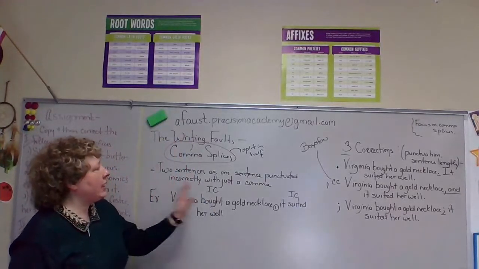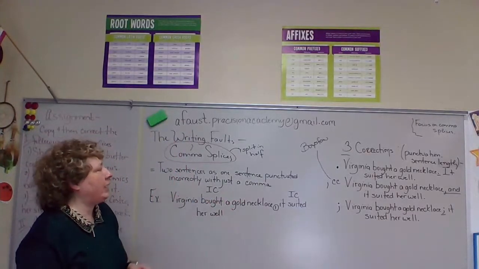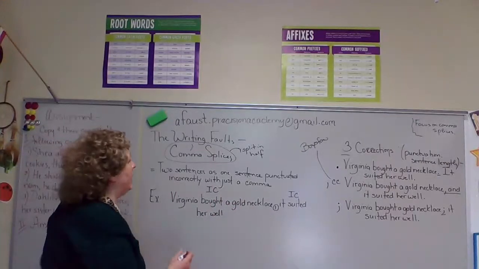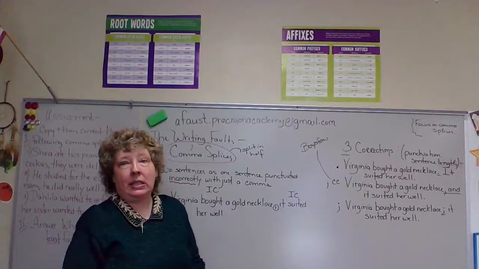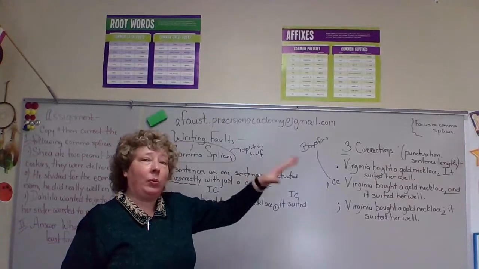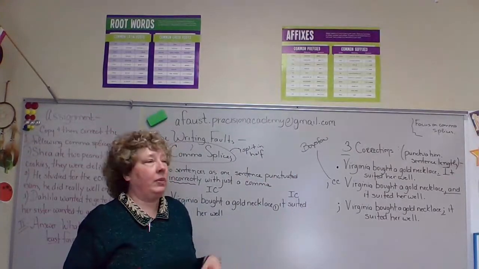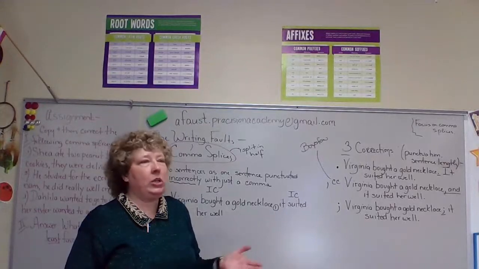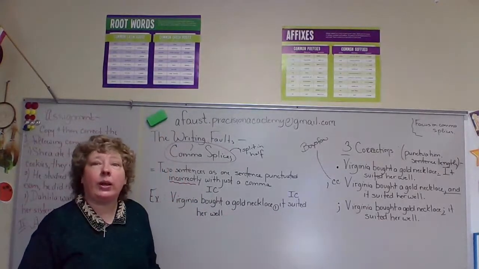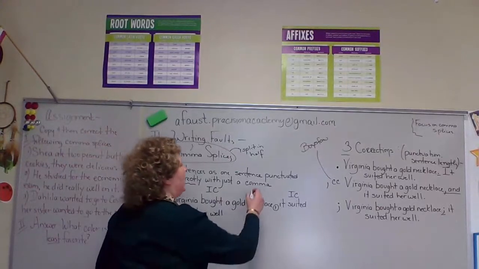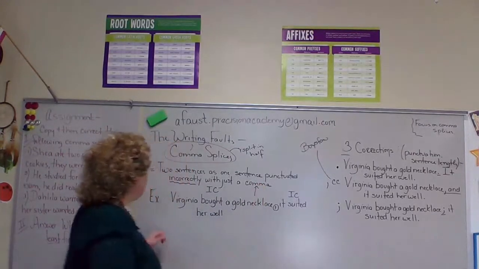So keep this in mind. The definition is two sentences as one sentence punctuated incorrectly with just a comma. That is how you can recognize the comma splice. The sentence fragment is recognized one way, where you might just have a few words and a period, and you know that's a fragment. With the comma splice, you can recognize it because of the comma. Here is an example.